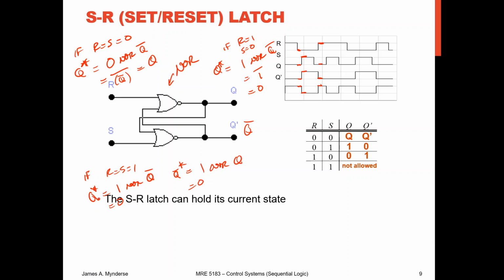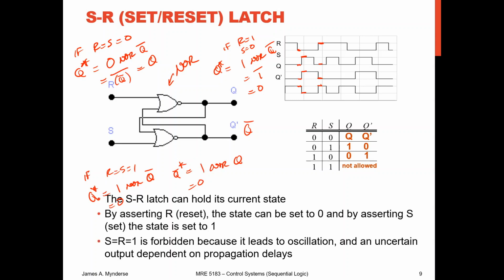So the takeaway from this is that when they're both 0, we are holding the previous value, so we're holding memory there. We can always assert S to set to 1. The R is to reset, and we're not going to allow R equal to S equal to 1. And that can lead to oscillation and bad things.